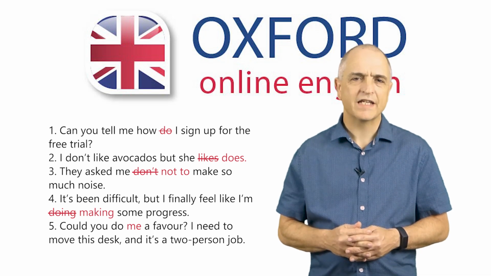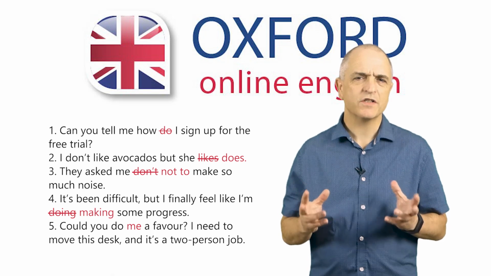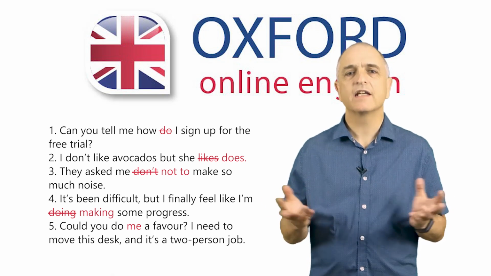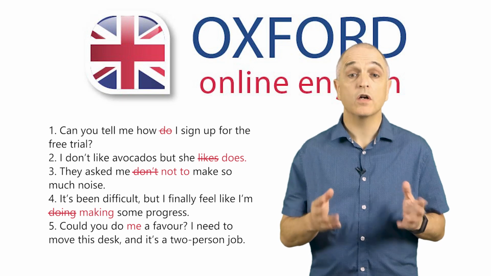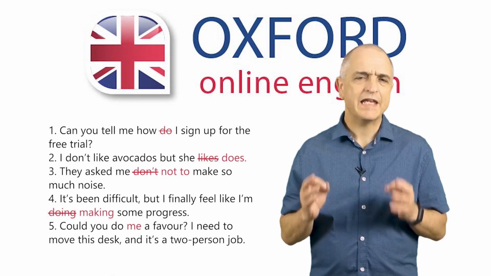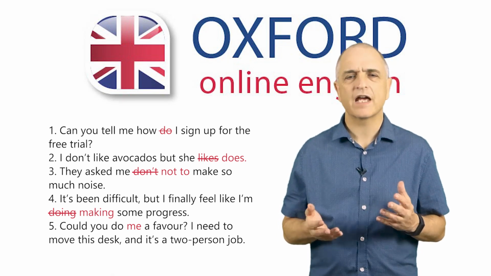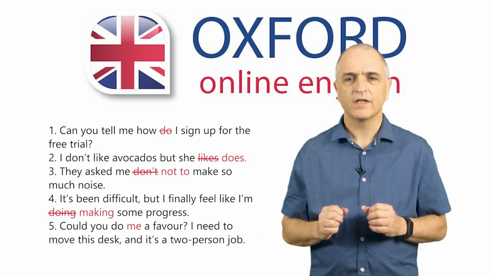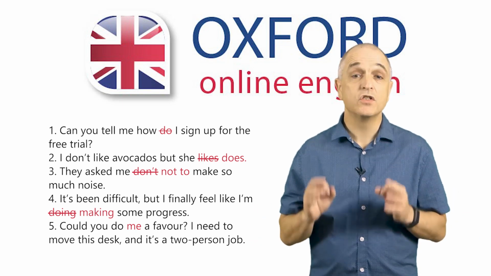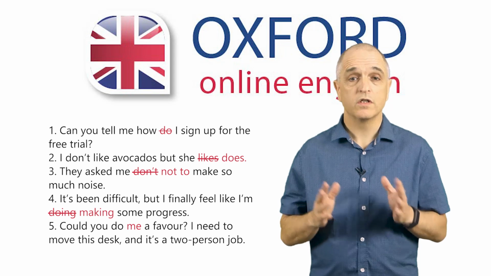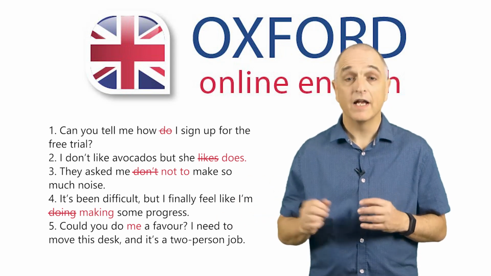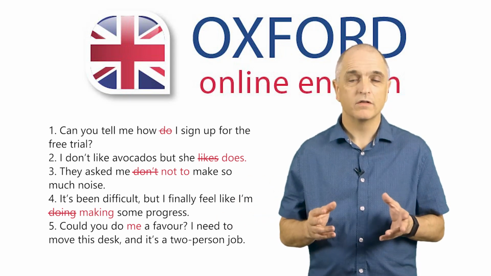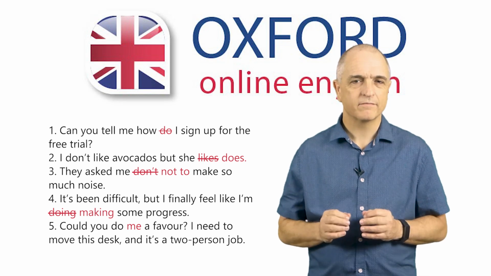Sentence 1 is an indirect question. An indirect question starts with a polite phrase like, can you tell me, or do you know? You use indirect questions when you want to sound more polite. Indirect questions don't use do, does, and so on as an auxiliary verb. This is a common mistake.